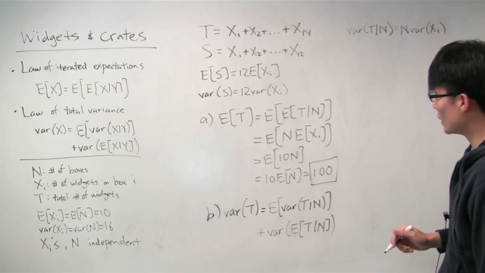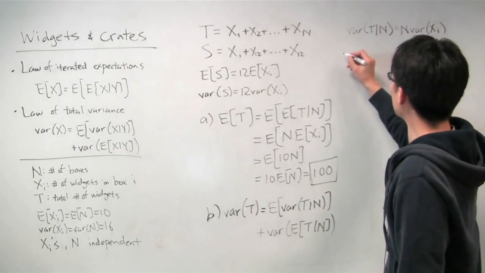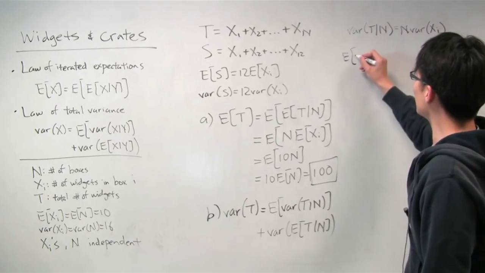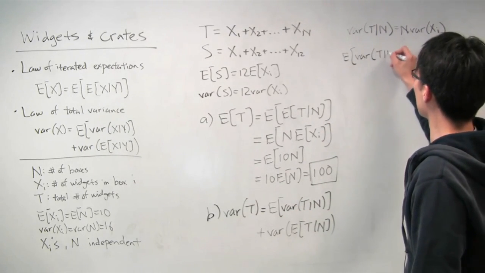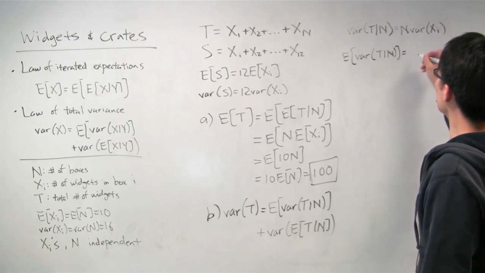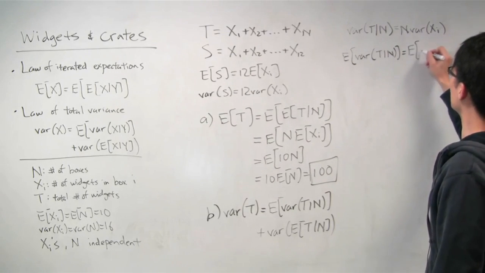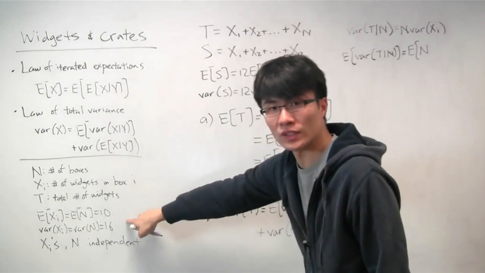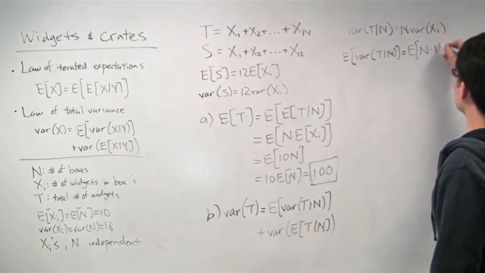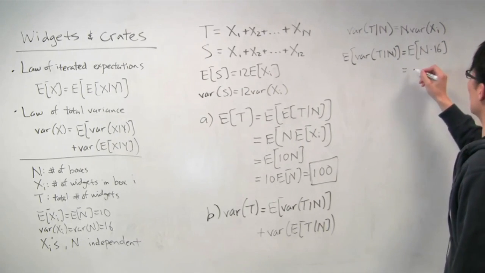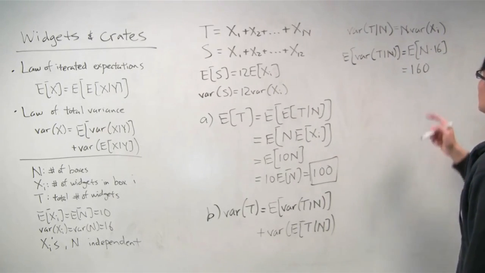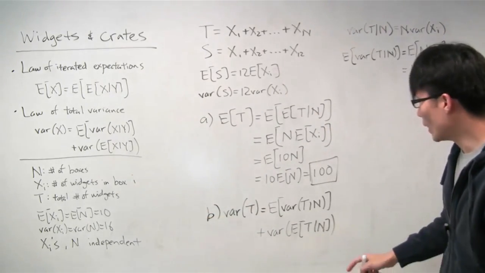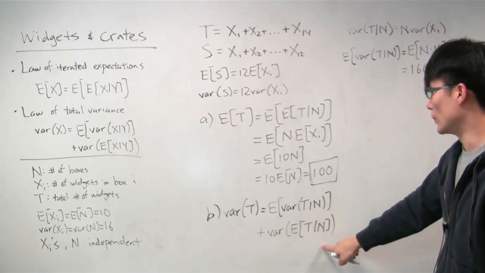All right. So then from that, to get this first term, we take the expectation of this conditional variance, which is just the expectation of n times the variance of Xi, and we're given that that's equal to 16. So it's n times 16, which we know is 160. Because the expectation of n, we also know, is 10. All right, let's do this second term now.